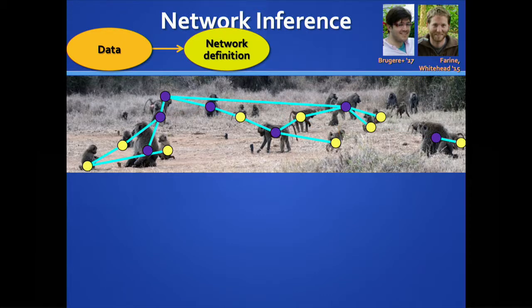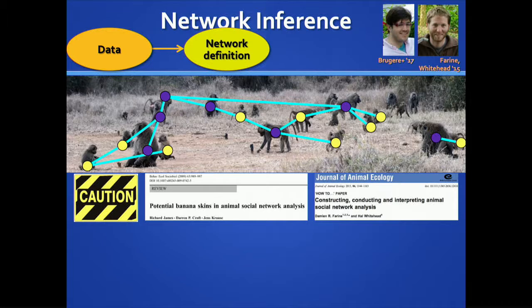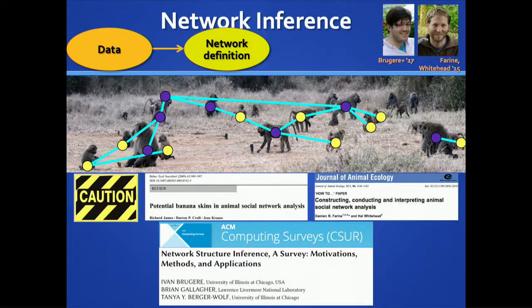There's work recently being done by biologists, of all people, not us data people who know that data has to be dealt with cautiously. Biologists are really starting to raise red flags, saying there are many pitfalls in data construction. One of the recent articles on how to do it properly is by Damien Farine from Max Planck, who's my former postdoc, and Ivan Brugere, my current PhD student. They wrote a survey in ACM Surveys on network inference across all the domains.